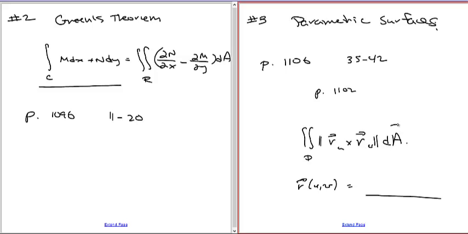So this dA part becomes associated with the dA. Yeah, so it just becomes du dv. So this dA part becomes du dv, and then you'll integrate with respect to u and with respect to v.